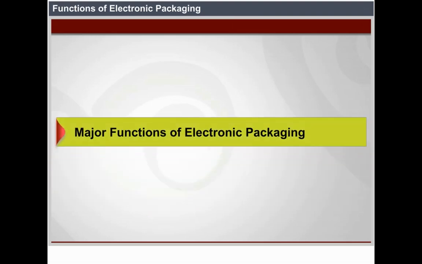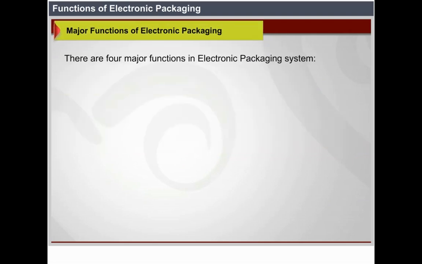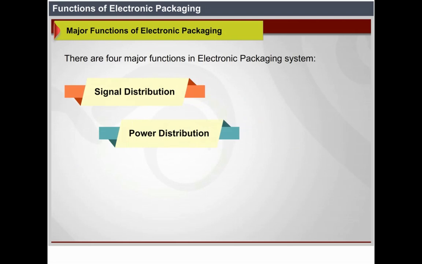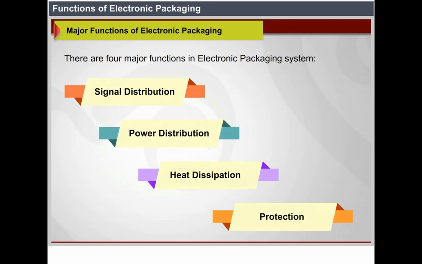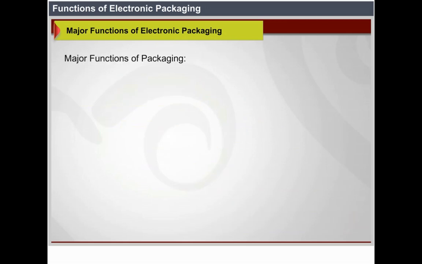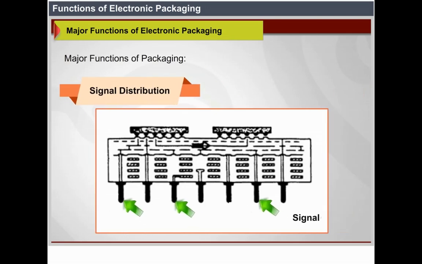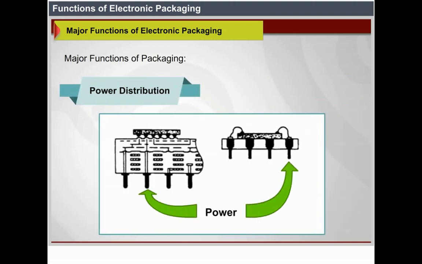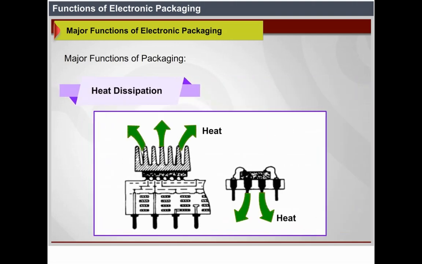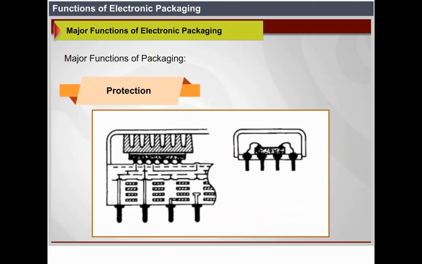Functions of electronic packaging. There are 4 major functions in electronic packaging system: signal distribution, power distribution, heat dissipation or cooling, and protection: mechanical, chemical, electromagnetic.